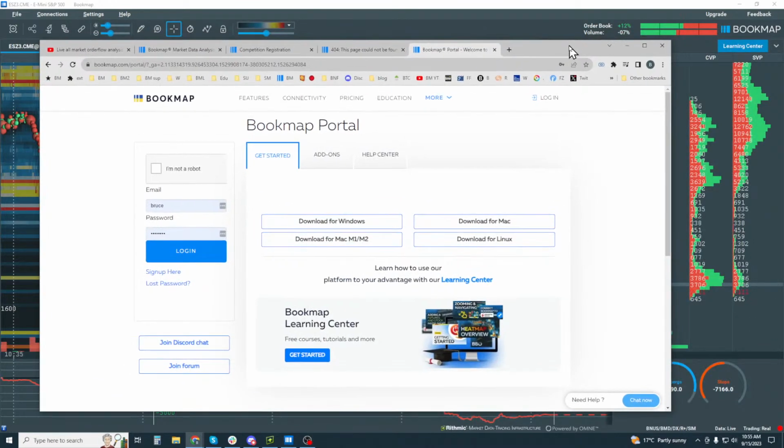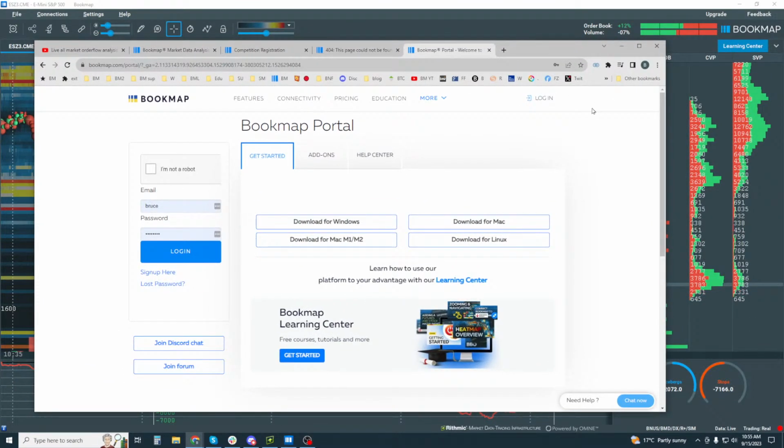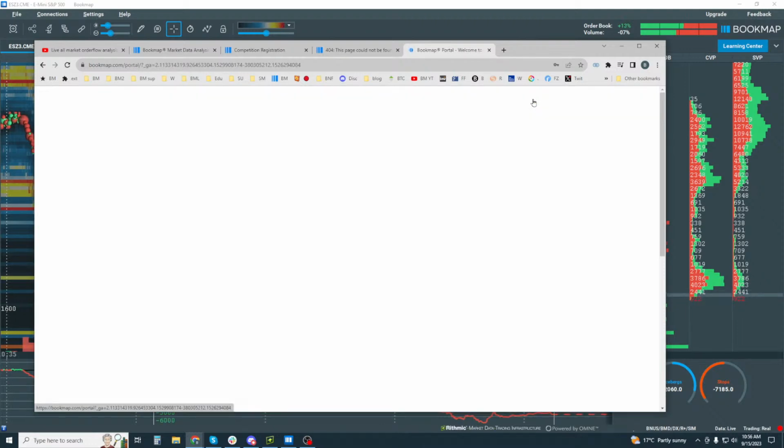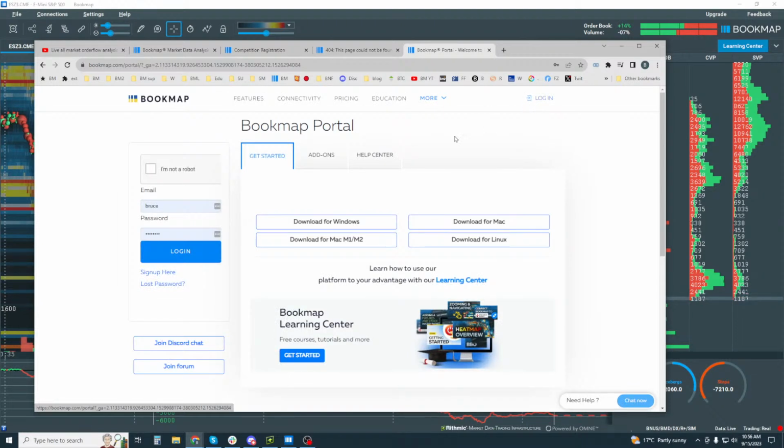Okay, so once you log into the portal here, I haven't logged in yet, but you don't even need to. Here, I'll show you where you can go and get this. So go to bookmap.com and just right up here, click on login. That'll take you to this page here. Download for Windows, download for Mac. That's it.